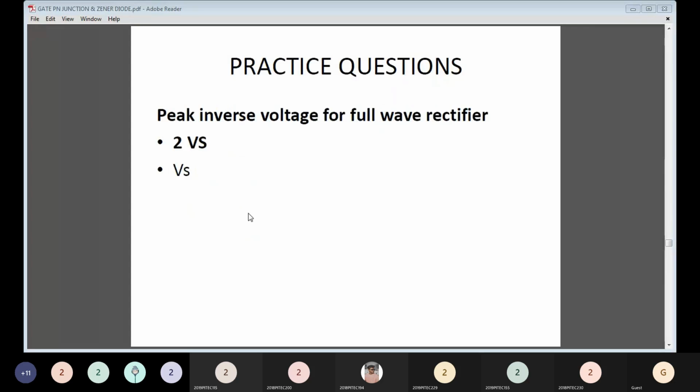The peak inverse voltage for the full wave rectifier is 2 Vs. In a full wave rectifier, it will be connected in both the positive and negative cycles. It has been implemented with two diodes, diode 1 and diode 2. So the peak inverse voltage for the full wave rectifier is 2 Vs.